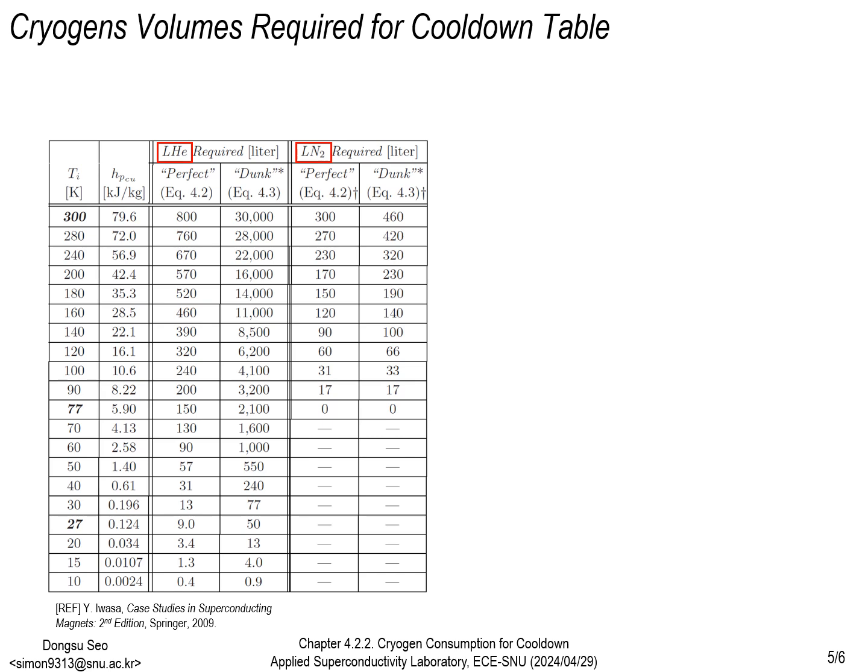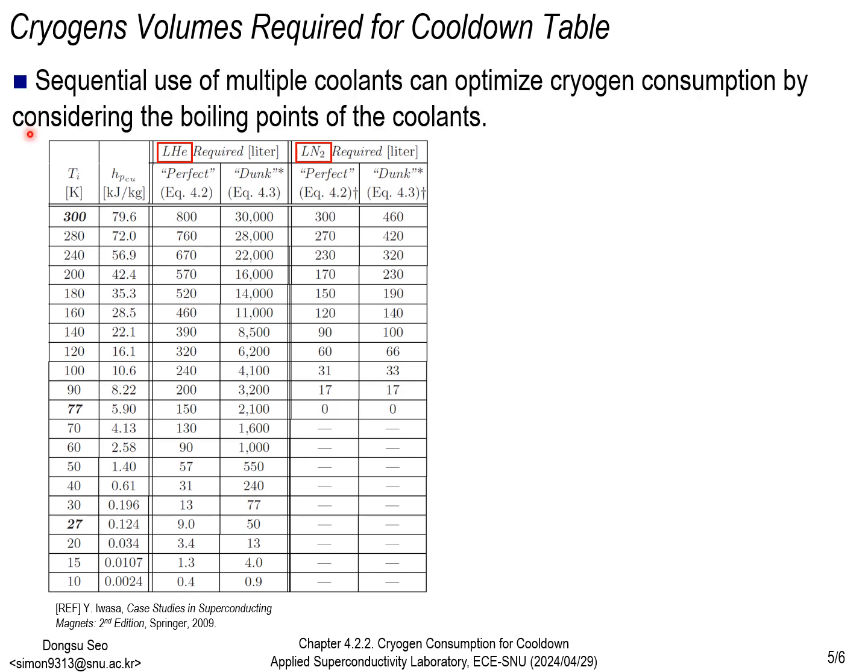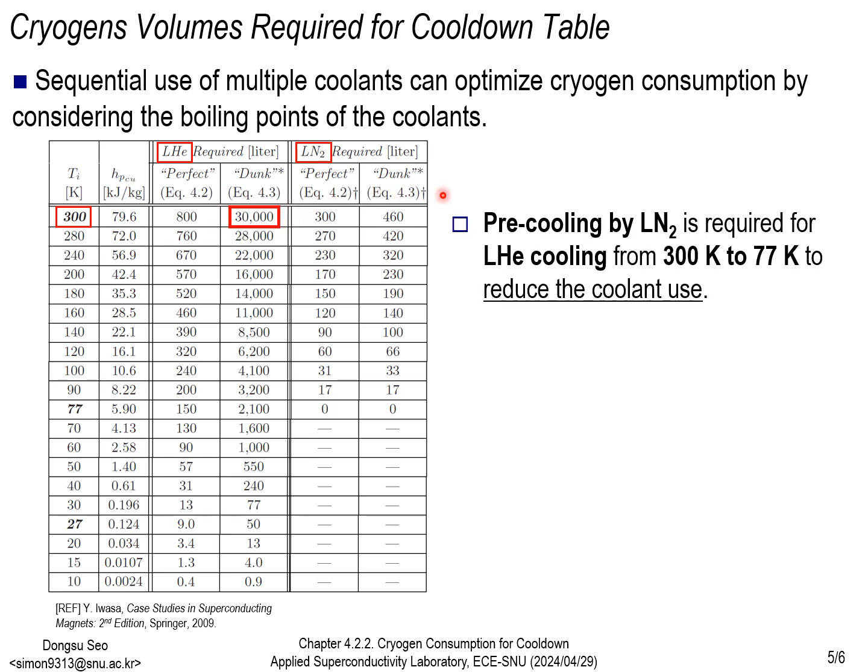Finally, this cooldown table shows the required amounts of cryogens or coolants to cool down the magnet until the target temperature. Given the coolant's boiling points, using multiple coolants sequentially to minimize cryogen consumption is favorable. For example, as shown in the table, if we use liquid helium, LHe, to cool the magnet at room temperature, 300 Kelvin, we use a large amount of liquid helium, 30,000 liters, if we consider the dunk mode. Instead, the coolant consumption of liquid helium can be reduced by using 460 liters of liquid nitrogen to pre-cool the magnets from 300 Kelvin to 77 Kelvin. Then we use liquid helium for temperatures below.